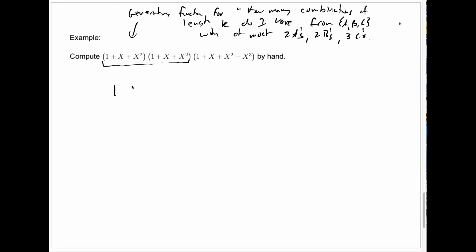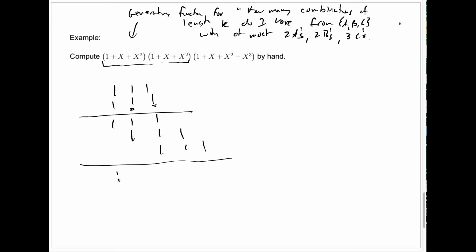The first factor is 1, 1, 1. The second factor is 1, 1, 1. We multiply the 1, 1, 1 by 1, and we get 1, 1, 1. We multiply the 1, 1, 1 by this one, and we shift over to the right, 1, 1, 1. We multiply the 1, 1, 1 by this rightmost one, and we shift two spaces over, 1, 1, 1. And then we add: 1, 2, 3, 2, 1.